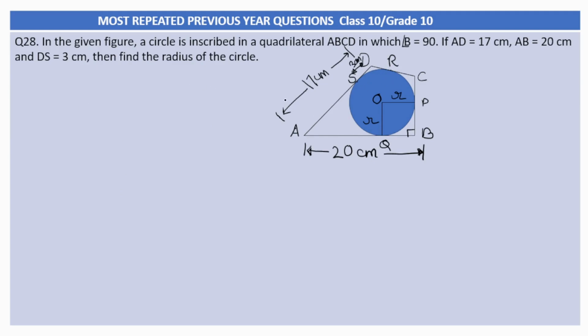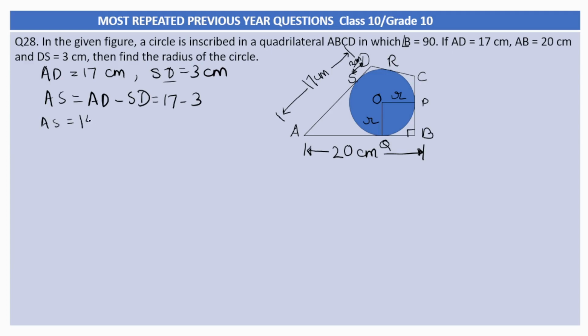So here AD is equal to 17 centimeter, we have got this. SD also is given, SD is equal to 3 centimeter. Now easily we can find the value of AS. Why am I trying to find this AS? I'll tell you. AS will be equal to AD minus SD, which is 17 minus 3, so the AS value will become 14 centimeter.